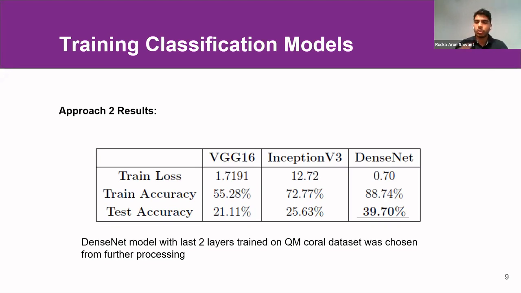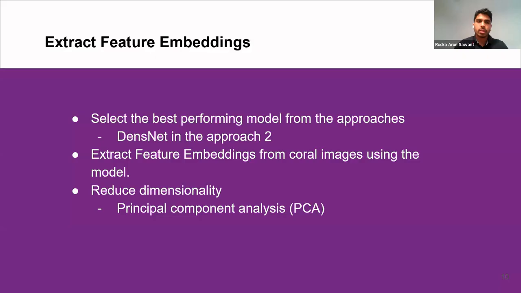So we decided to use this model for extracting the features. What we did was, the DenseNet model from the second approach, which gave us the best test accuracy, was used to extract features from each of the coral images in the dataset. Each of these feature embeddings was a vector basically representing that coral image. And we used these vectors for the further processing.